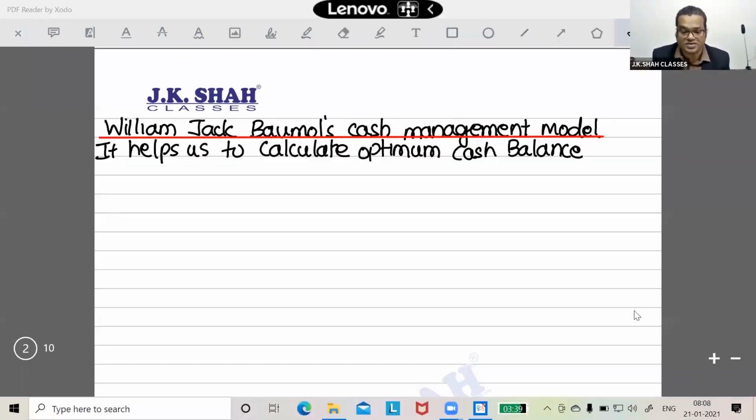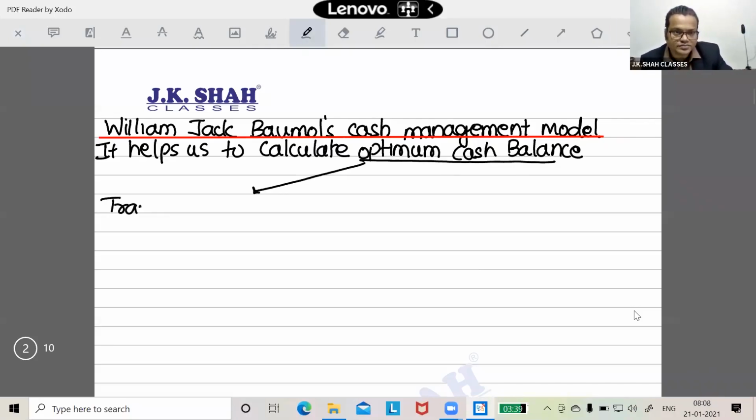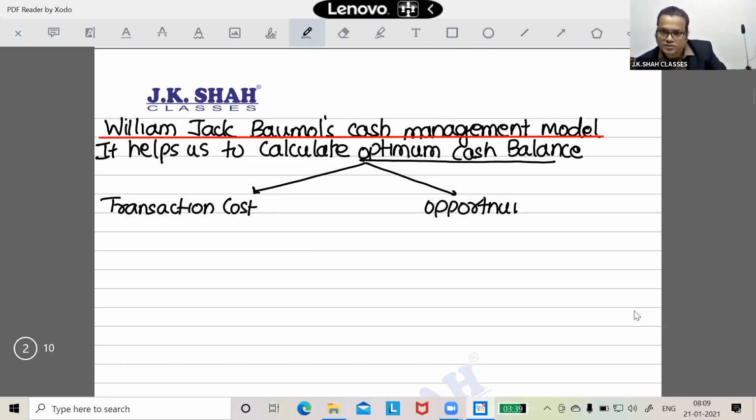So it helps us to calculate what? Optimum cash balance. Optimum cash balance will depend upon two things that we just discussed. One is the transaction cost, and the second one is the opportunity cost. What do you mean by transaction cost? Let's take it like this: the fare of the auto. You go, you come back, you spend some money.